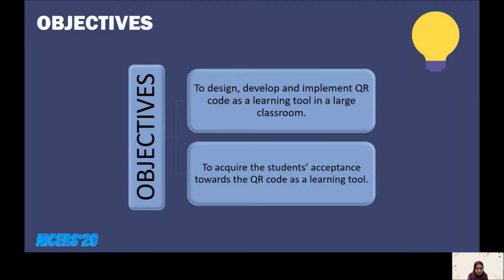Next are the objectives. We have two objectives in this teaching and learning innovation. The first one is to design, develop and implement QR code as a learning tool in a large classroom. And the second one is to acquire the student acceptance towards the QR code as a learning tool.